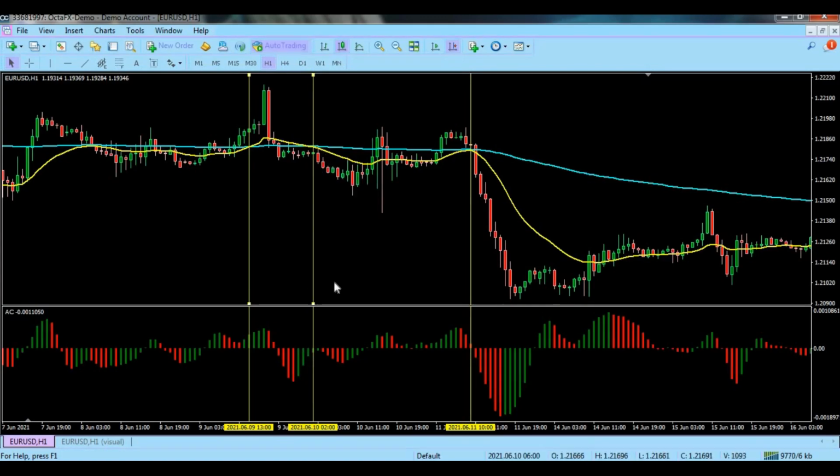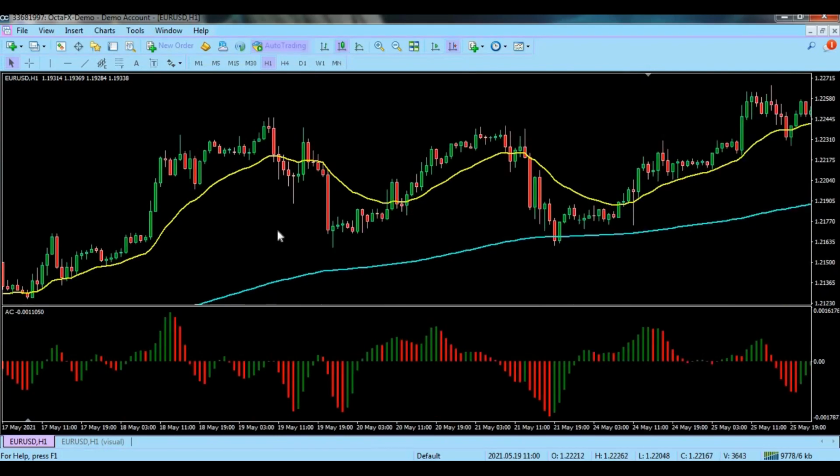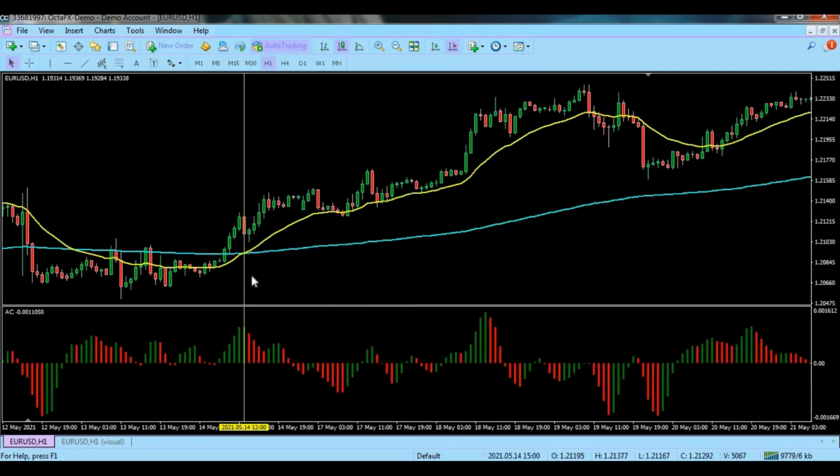Okay, let's see another point. You see the moving average is crossing up, but there is only one green bar in the accelerator indicator. We must not calculate the current bar. We must calculate the previous bars. The 2 bars before must be green. Let's go to another place. Here you see the price has crossed from below to above. At the same time, the accelerator has many green bars. 2 is enough. It is more than 2, so you can take the order.